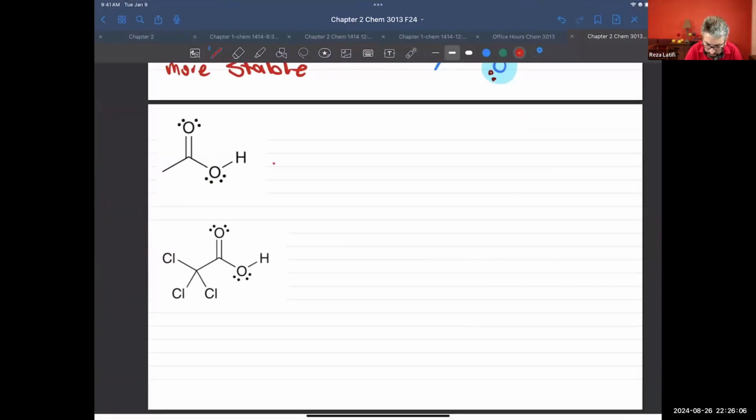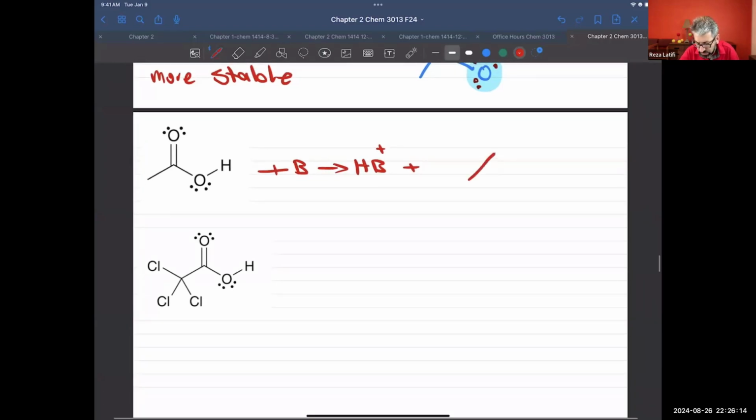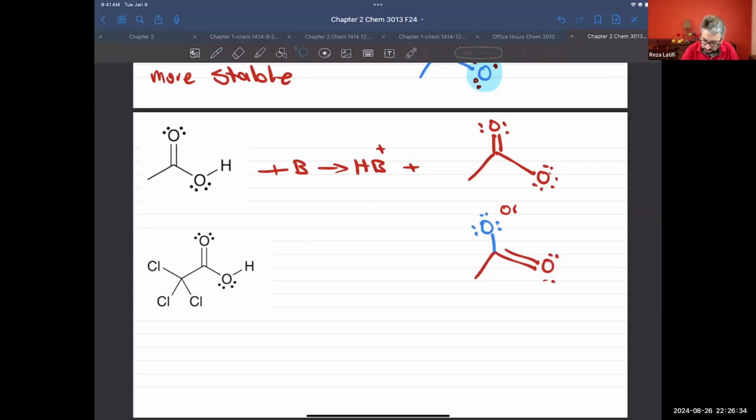If I, for example, react with the base, that's going to give me HB plus, and what else? I get this. Or I can say I get a double bond here, and this oxygen will have 3 lone pairs. So any of this is possible. And I'm going to say these two are resonance structures.